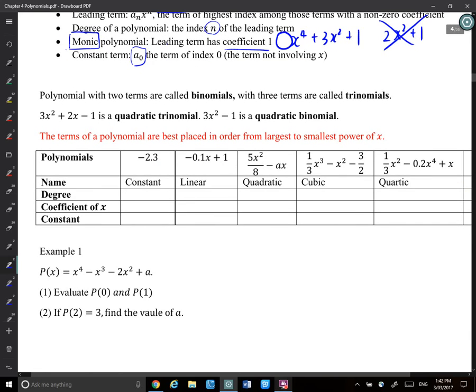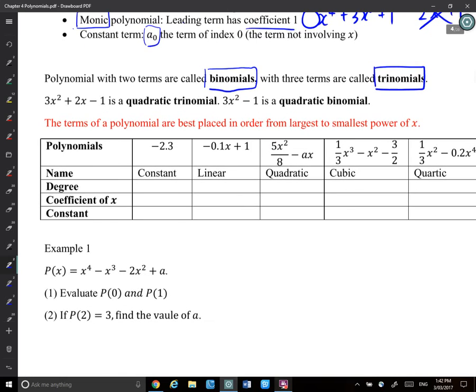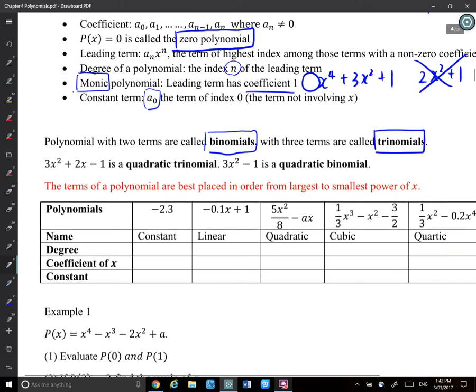Okay, polynomials with 2 terms are called binomials. If with 3 terms, they are called trinomials. So we have this one, 3x squared plus 2x minus 1, which is a quadratic. But it is a quadratic trinomial because we get 3 terms. So what kind of graph is that? It depends on the leading term. The leading term has a power of 2, so that's a quadratic. So it's a quadratic with 3 terms, a trinomial.